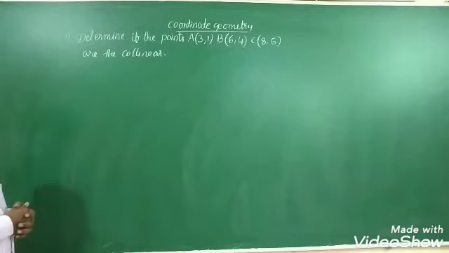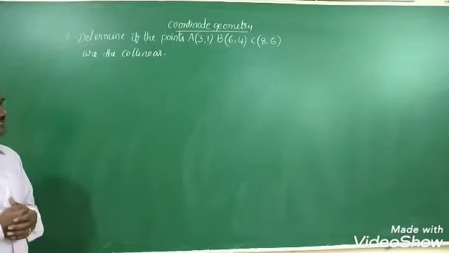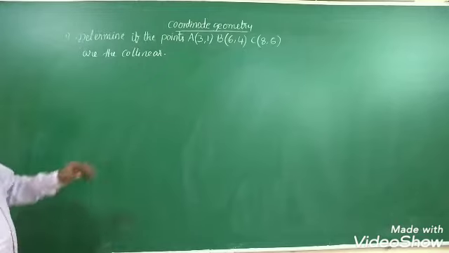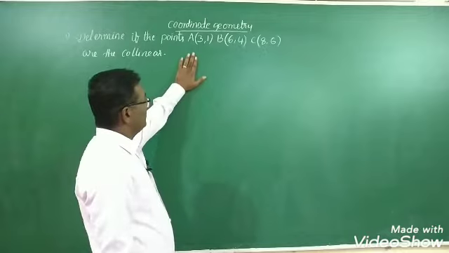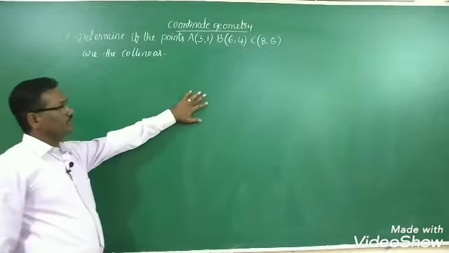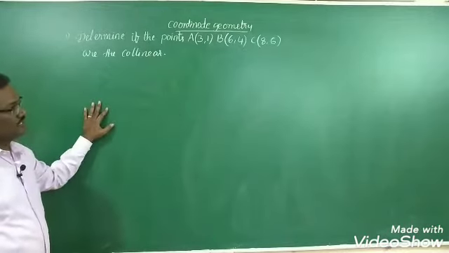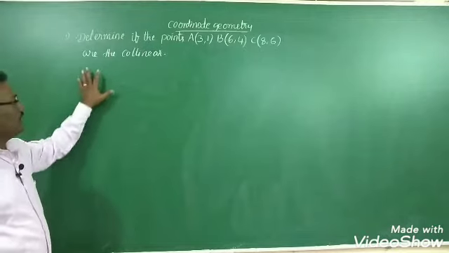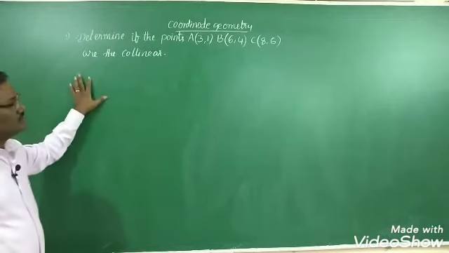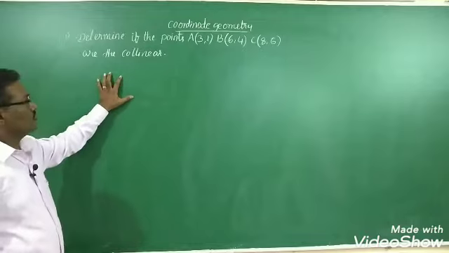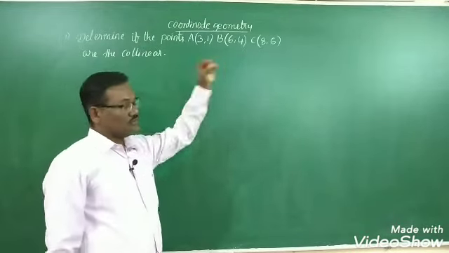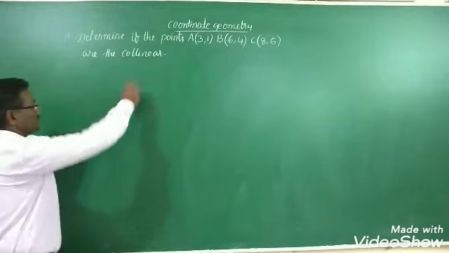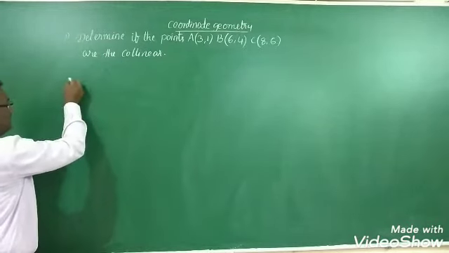Let us solve some more problems based on distance formula. Determine if the points A(3, 1), B(6, 4), C(8, 6) are collinear. So we have to verify that they are collinear. Yes, let us take now the given points.